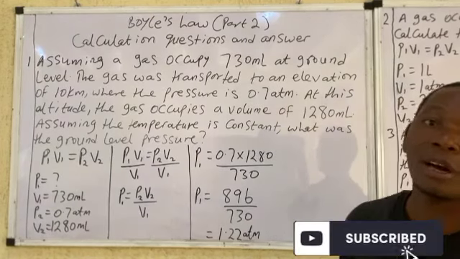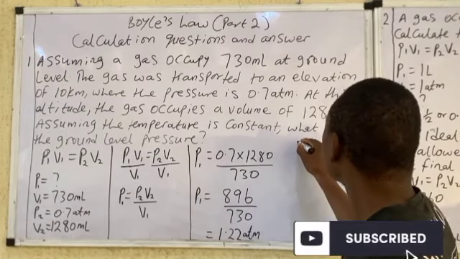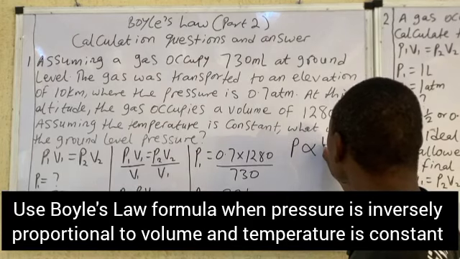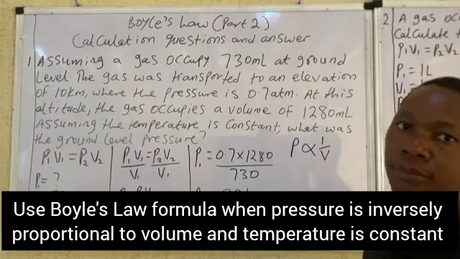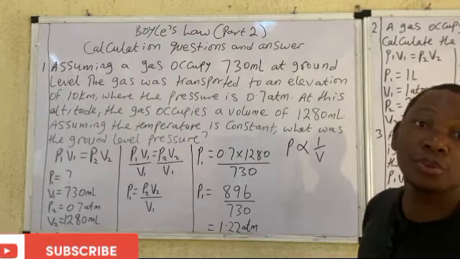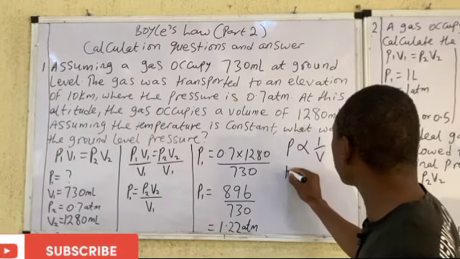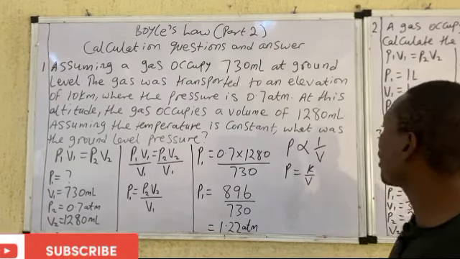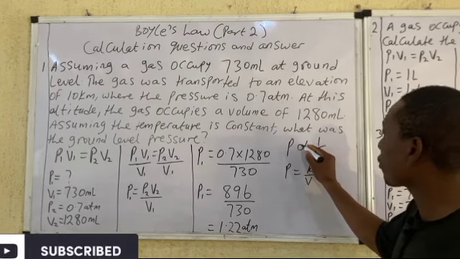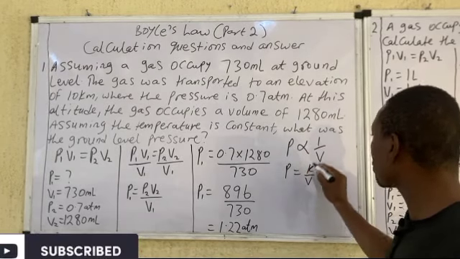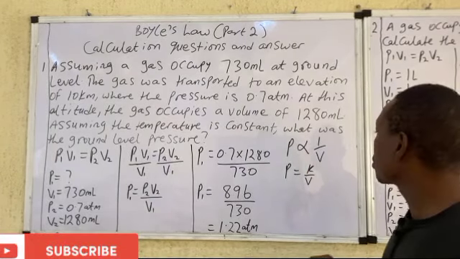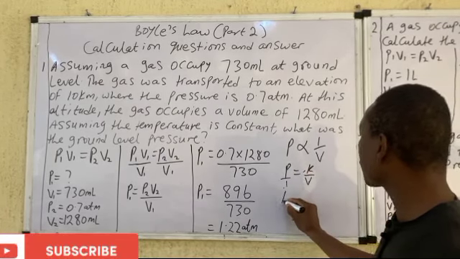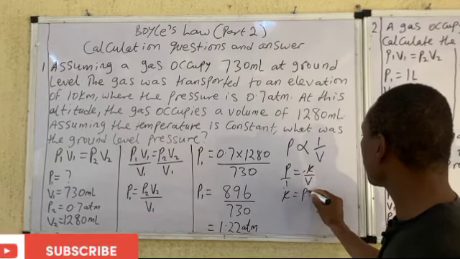Now, remember, Boyle's law states that pressure is inversely proportional to volume. So let's now introduce the constant sign. We now have P is equal to K all over V. Remember, to change this sign of proportionality to an equal sign, you have to introduce the constant. So let's now cross multiply. We use this to multiply this and use this to multiply. You now have K is equal to PV.